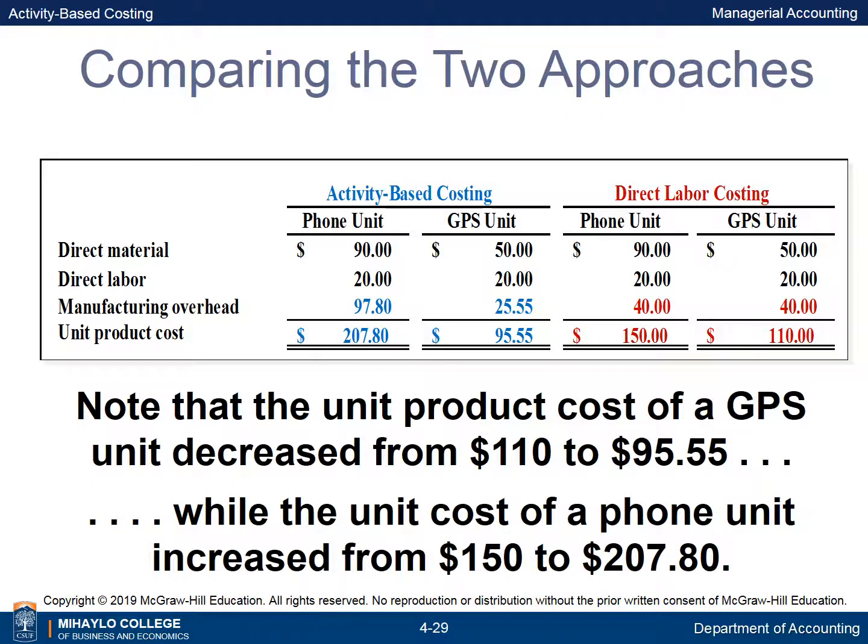Note that assigning overhead using activity-based costing results in a decrease in the unit product cost of a GPS unit from $110 to $95.55, and an increase in the unit cost of a phone unit from $150 to $207.80. Note that direct material and direct labor costs under the 2 approaches are the same. The differences in the total unit product cost are a result of the 2 different approaches to assigning overhead costs.